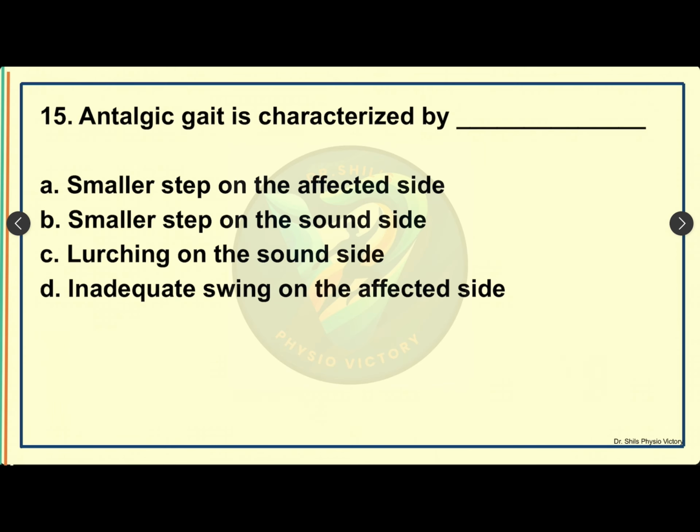Next question. Antalgic gait is characterized by option A smaller step on the affected side, option B smaller step on the sound side, option C lurching on the sound side, option D inadequate swing on the affected side. Here the correct answer is option A smaller step on the affected side.